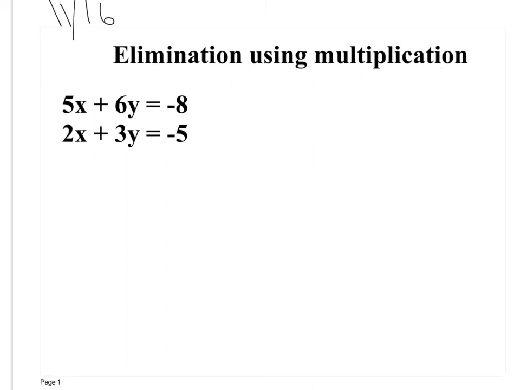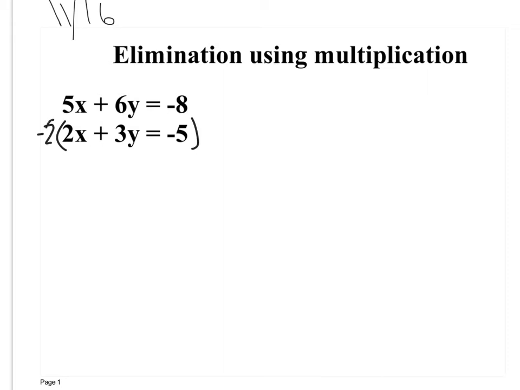equal. So first thing I'm going to do is decide which one I want to get rid of. Do I want to get rid of x or do I want to get rid of y? Which one do you want to get rid of? Let's go with y. Well, I'll explain why in a minute, but let's get rid of y. So I'm going to take this whole thing and times it by -2, because I want the y's to cancel. And the only way for me to get 6y to cancel with 3y is to times 3y by -2.